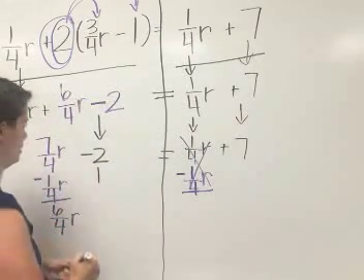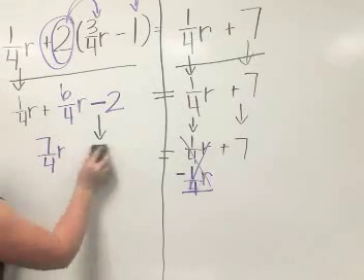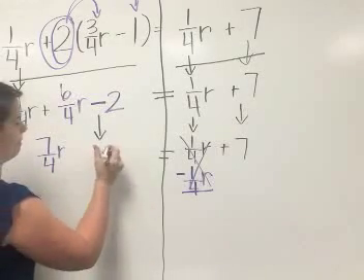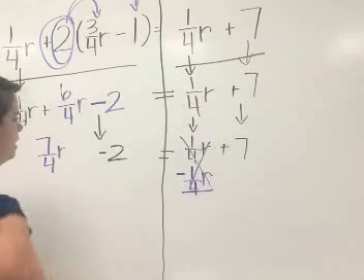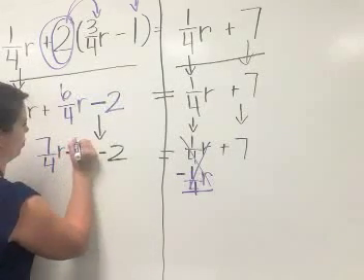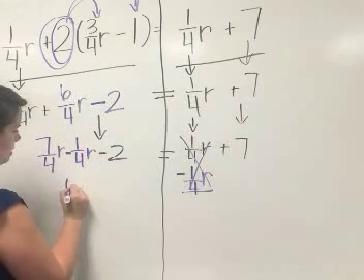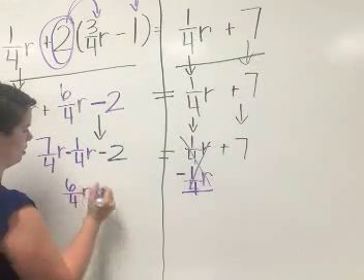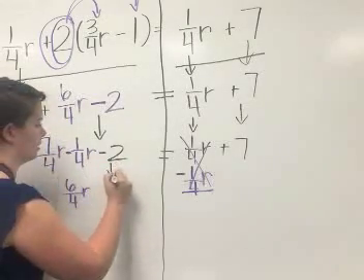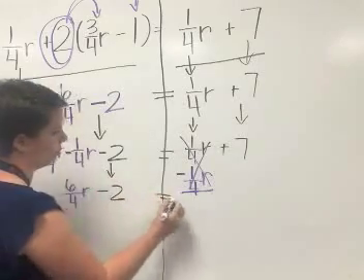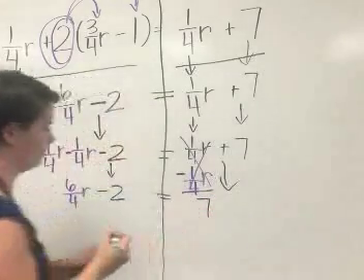Here, I'm going to rewrite this. I subtracted my 1/4 r and I got 6/4 r. I keep my -2, so I bring that down, -2. I keep my equal sign, and I keep my +7.